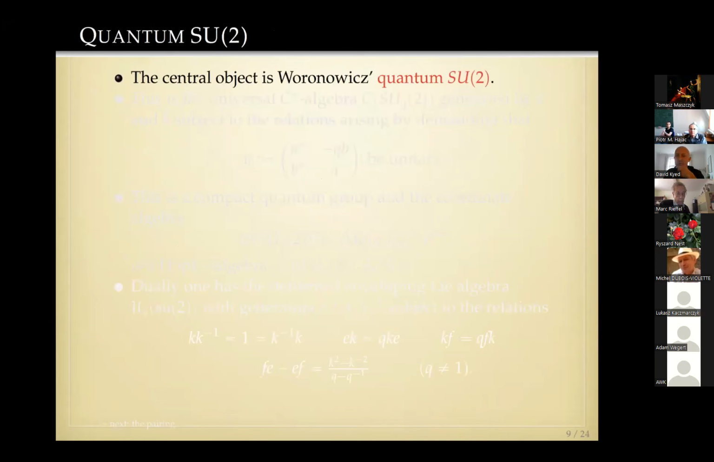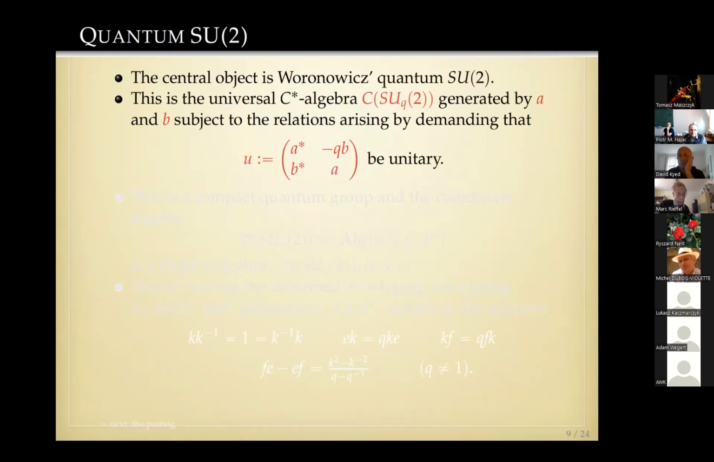And most of you know this quite well, but let me just define it, because then I can also, at the same time, introduce the notation that I'm using. So it's a universal C-star algebra. It has two generators. We call them A and B, and they're of course supposed to have a bunch of relations, and the relations are best summarized by demanding that this 2 by 2 matrix is unitary.